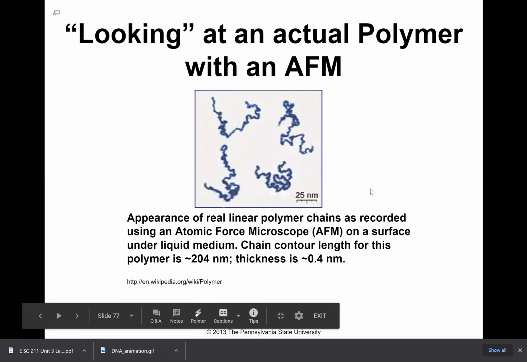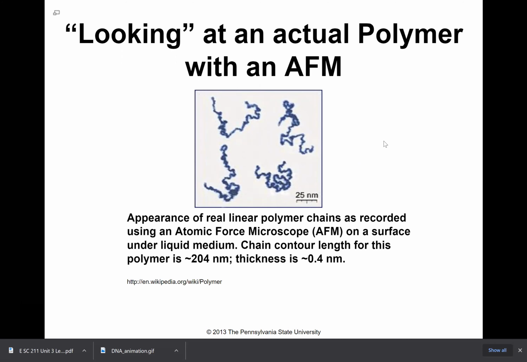You can actually look at a polymer. I thought this was cool, using an atomic force microscope. We had a little lesson on AFM before. So this is a polymer chain as recorded using an atomic force microscope.